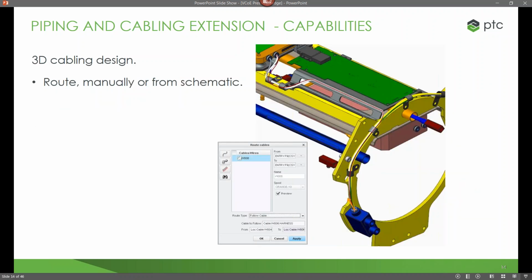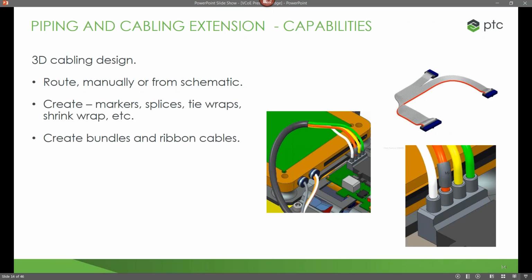Then we could take this into the 3D world, going into our cabling design first. We have the capabilities to route manually or automatically route from the schematic. Do whatever is best for my current system. We can also create some cable-specific parts: markers, splices, tie wrap, shrink wrap, add in the extra detail that we need within our models. Then at the end, create my bundles and ribbon cables, and that will allow me to have a very good visual representation as well as having a controlled BOM.